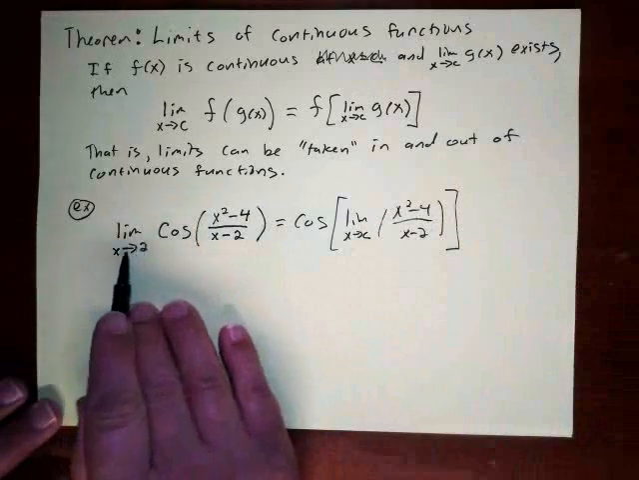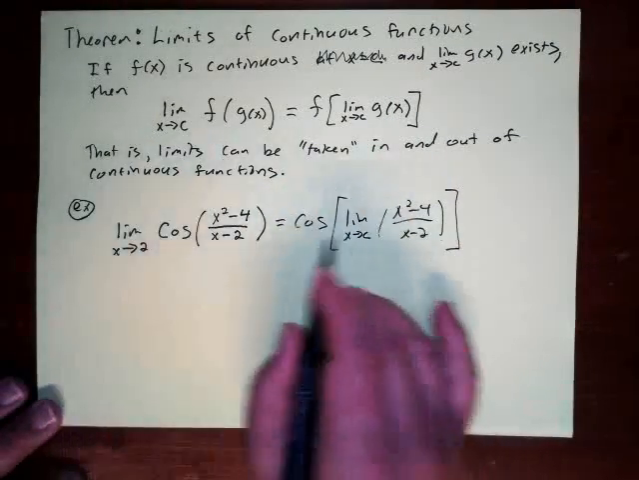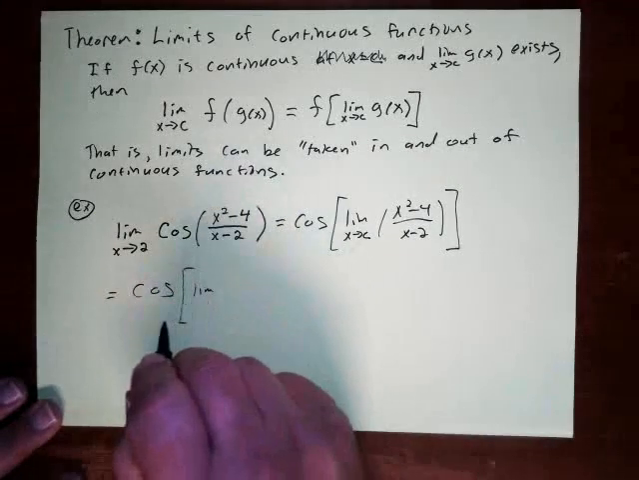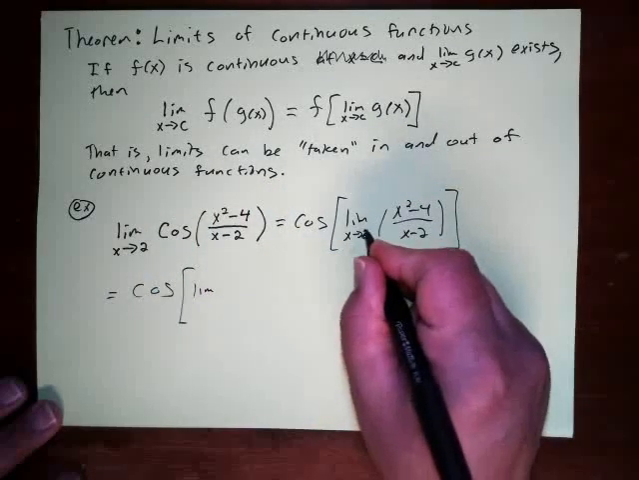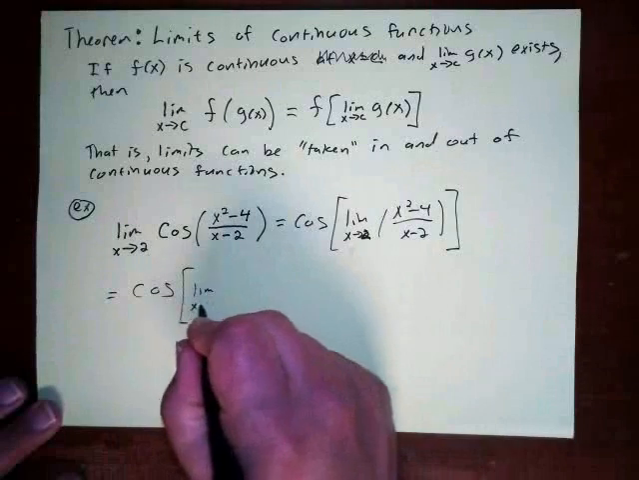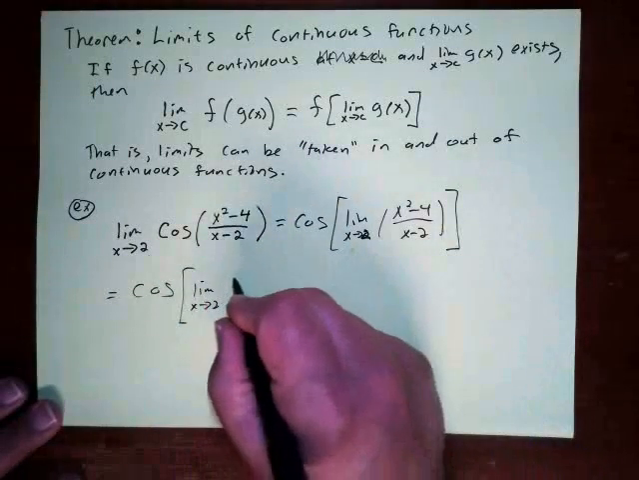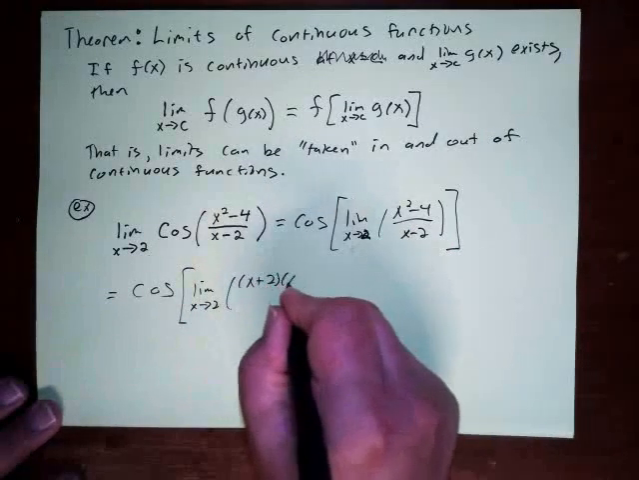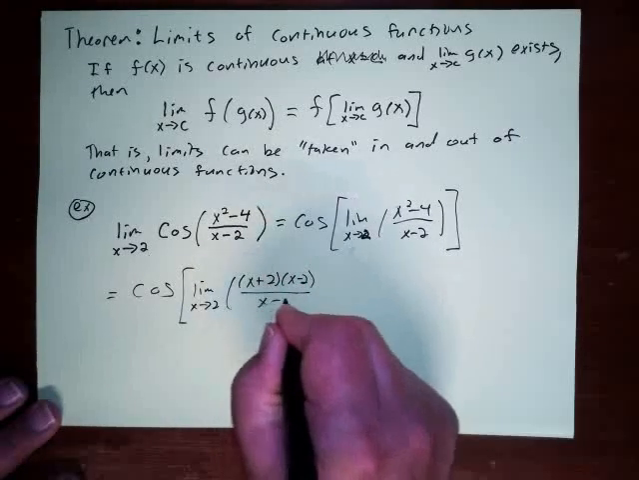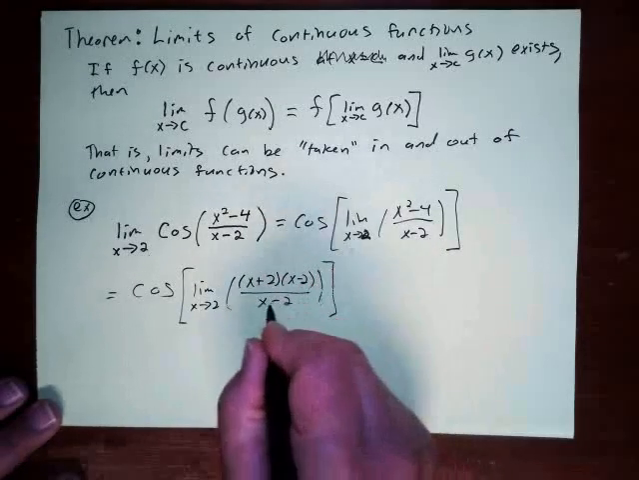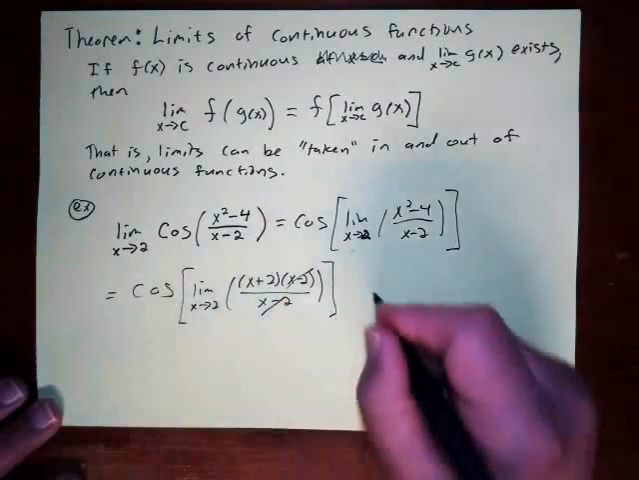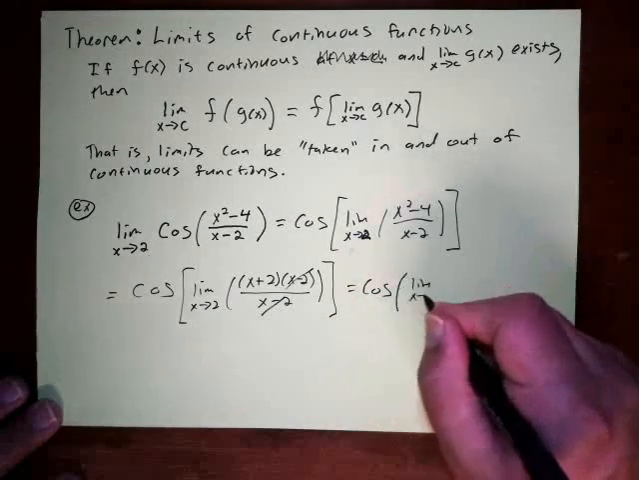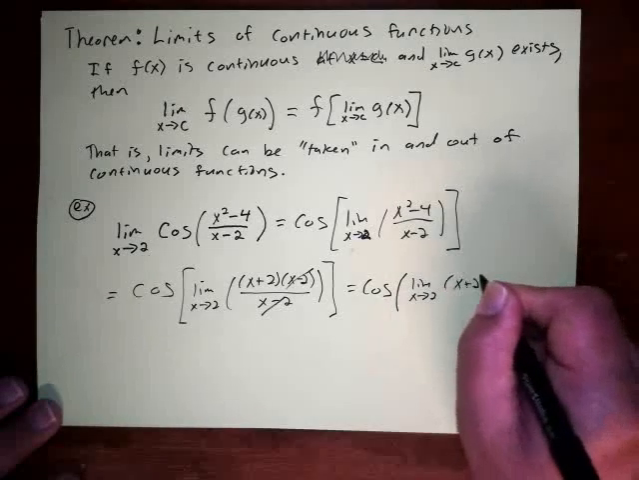Okay, so in other words, I can put that limit inside and just take the limit here and then evaluate it at cosine, right? So I get the cosine of the limit, and this isn't c, by the way, this is 2. My c is 2. The limit as x approaches 2 of this, so I can factor this, right? And then of course this ends up canceling out like that, and so I would get cosine of the limit as x approaches 2 of x plus 2, right?